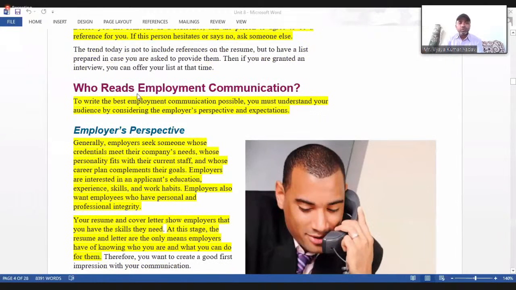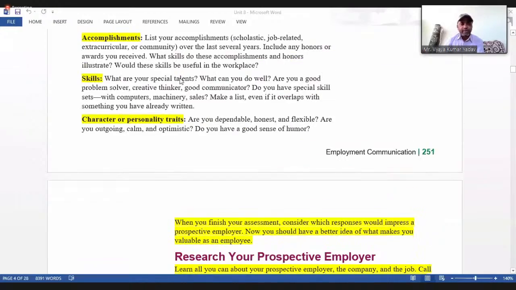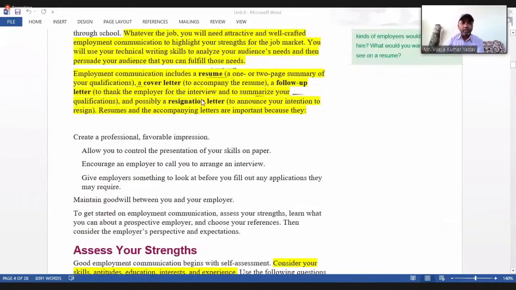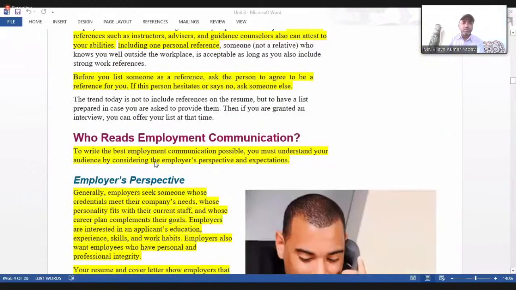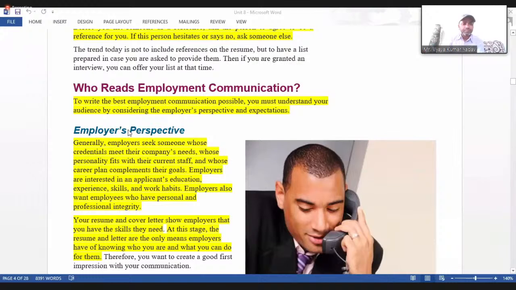And then here, who reads employment communication? All these are the things we are discussing so that you can write a good resume, a good job application. Who reads employment communication? Whether you write a resume, or a resignation letter, or a job application, or a follow-up letter, who reads that?